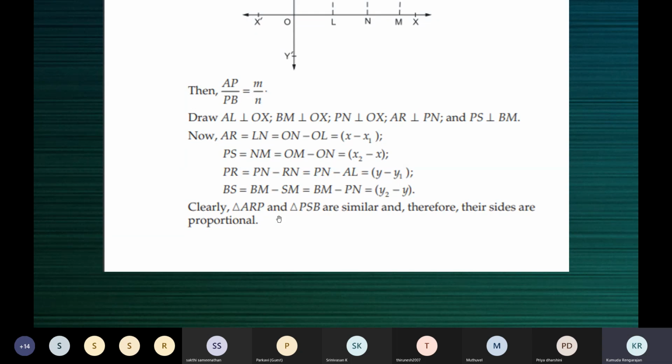Like we used Pythagoras theorem to derive the distance formula, we use the concept of similar triangles. So we use the proportion. We use a proportion here to derive the section formula. These are the two triangles in the figure. And the proportion goes like this. AR by PS is equal to RP by SB is equal to AP by PB. So we are trying to find AR, RP, PS, and SB.